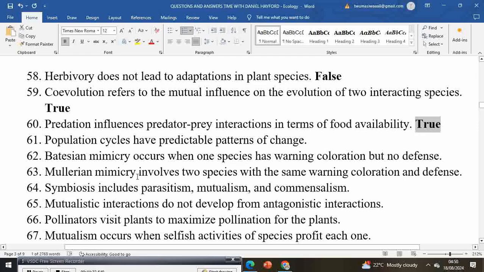Now, population cycles have predictable patterns of change. 61. Is it true or false? It is true.